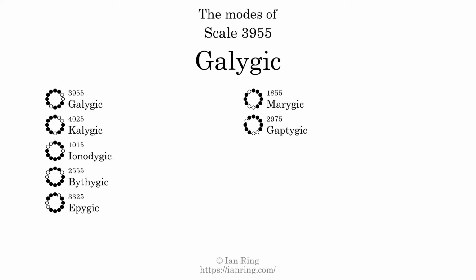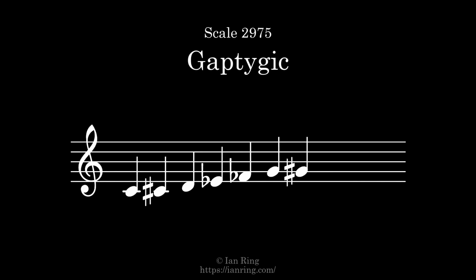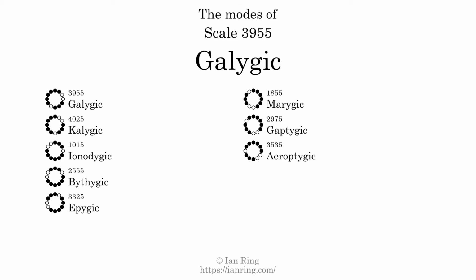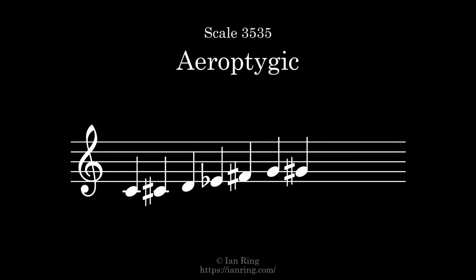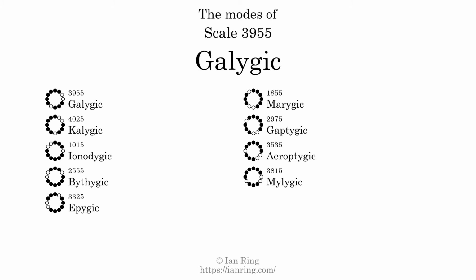The seventh mode is scale 2975, also known as Galygic. It sounds like this. The eighth mode is scale 3535, also known as Galygic. It sounds like this. The ninth and last mode is scale 3815, also known as Galygic. It sounds like this.